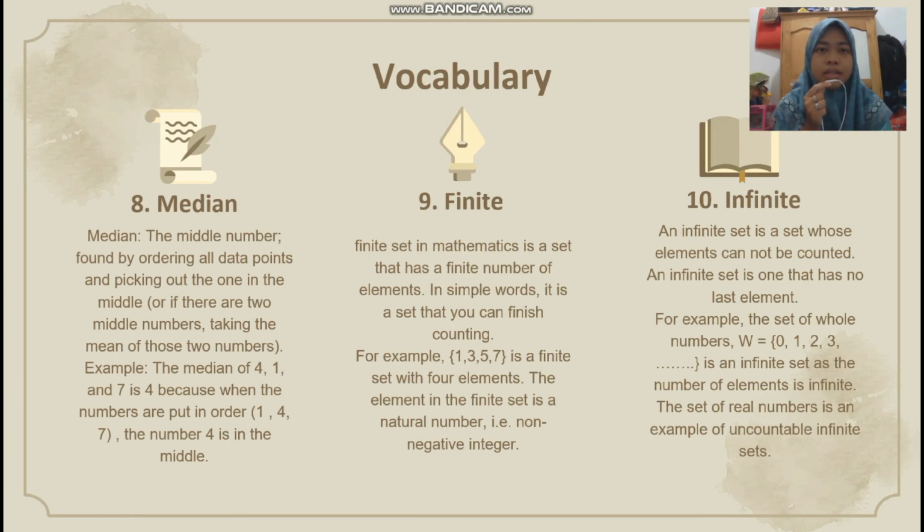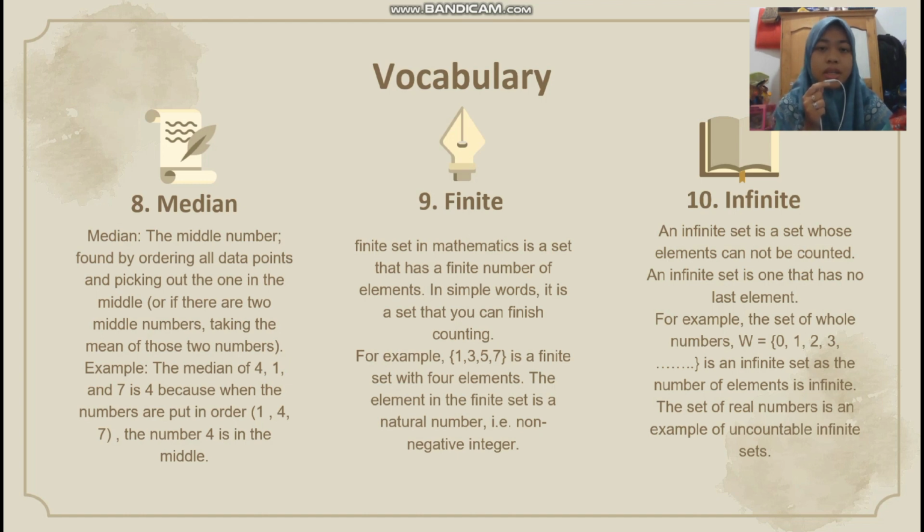The next is median, which means nilai tengah. Median is the middle number found by ordering all data points and picking out the one in the middle, or if there are two middle numbers, taking the mean of those two numbers. Example, the median of 4, 1, and 7 is 4 because when the numbers are put in order 1, 4, and 7, the number 4 is in the middle.